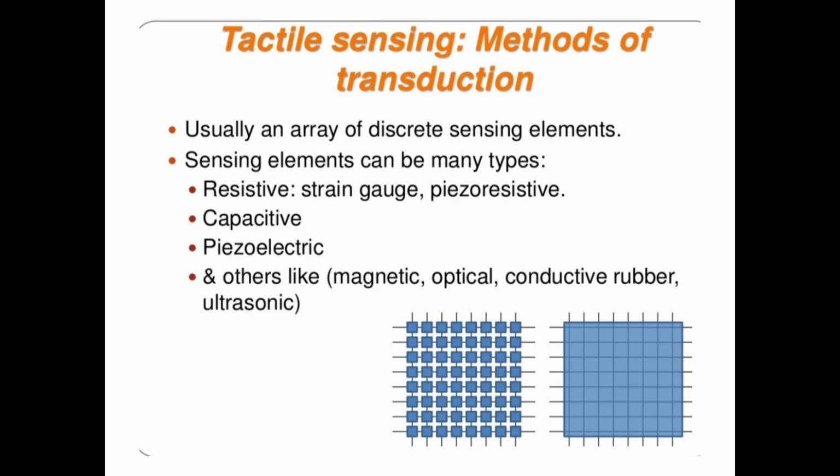The sensing element can be of many types. Resistive type. In this resistive type, strain gauge, piezoresistive and piezoresistors are types. Capacitive and piezoelectric are other types, like magnetic and optical, conductive rubber and ultrasonic are the different types of elements.